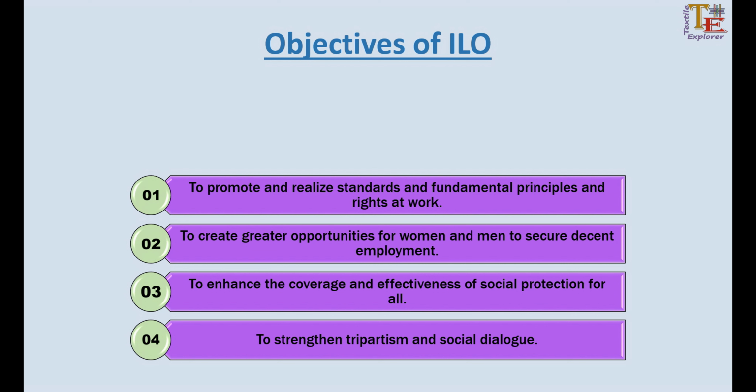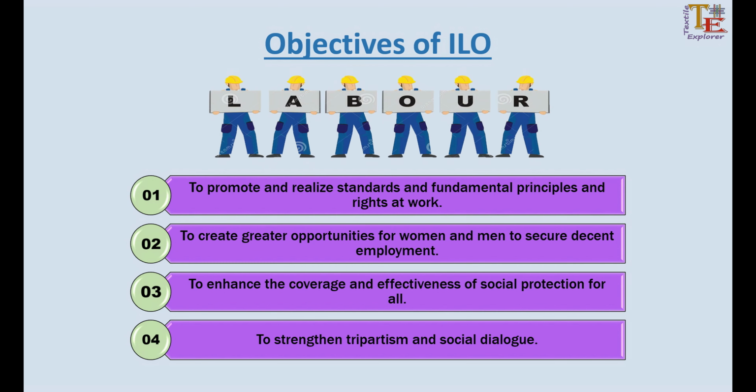The ILO has four principal strategic objectives. Number one, to promote and realize standards and fundamental principles and rights at work. Secondly, to create greater opportunities for women and men to secure decent employment. Number three, to enhance the coverage and effectiveness of social protection for all. And finally, number four, to strengthen tripartism and social dialogue.